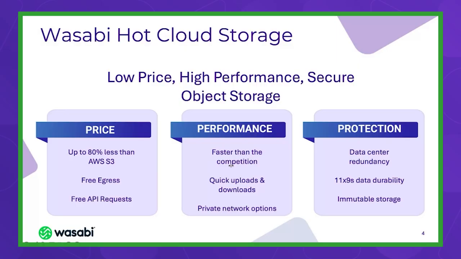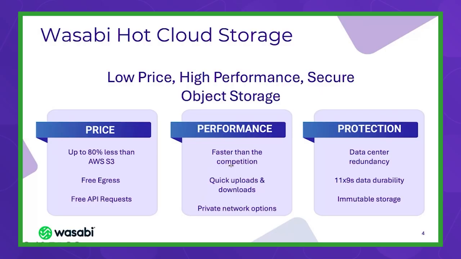Then from performance, we're providing an always available tier of storage. So you're able to access your storage at any time, wherever you are, immediately. And we're faster than the competition with quick uploads and downloads. And really, that performance also ties into us being S3 compatible, which means that we can integrate with many different solutions across your environment. From a protection standpoint, Wasabi has data center redundancy, 11 nines of data durability, and a whole suite of security features, including immutable storage, but also things like multi user authorization and covert copy, which is a step above immutable storage.